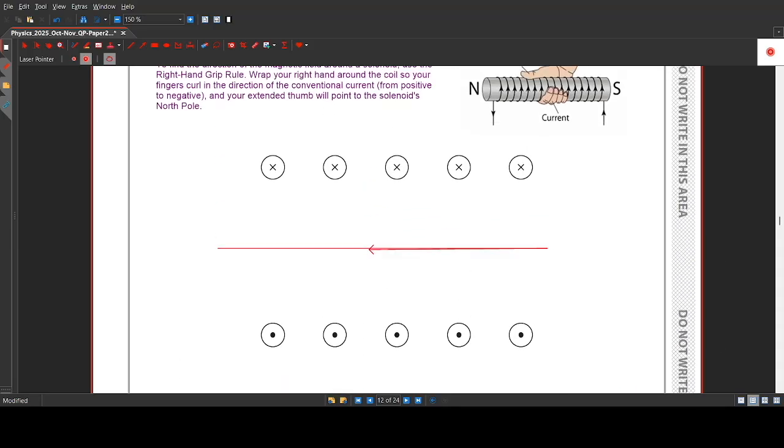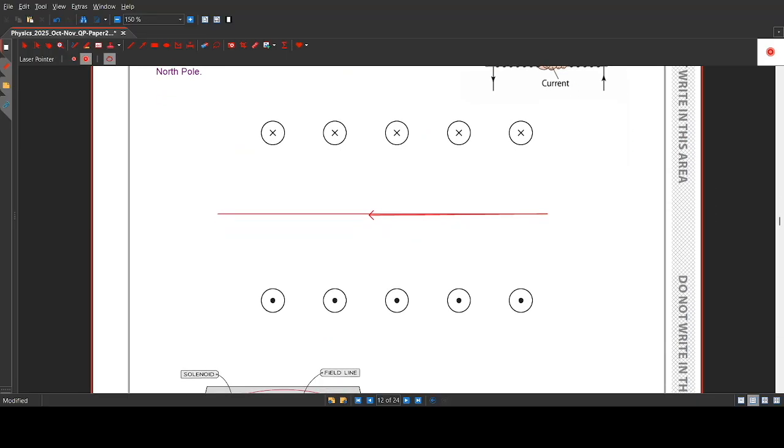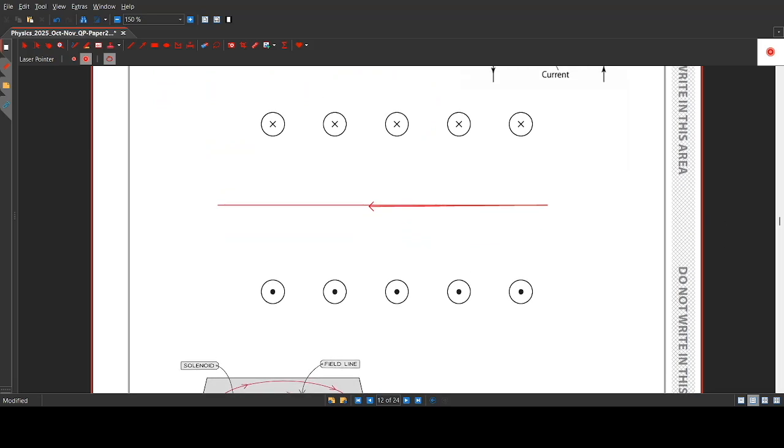Now in order to determine the direction of the magnetic field around the solenoid, we will have to use the right hand grip rule. Wrap your right hand around the coil so your fingers curl in the direction of the conventional current from positive to negative, and your extended thumb will point to the solenoid's north pole. So you will have to curl the fingers of your right hand in accordance with the direction of the current.